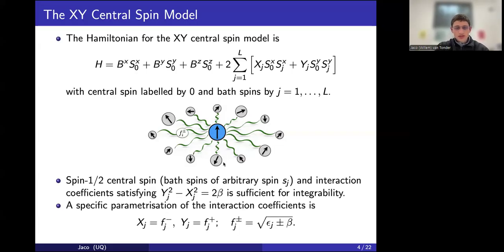We will use this particular parameterization for the interaction coefficients. So in terms of these epsilon parameters, the x will just be root of epsilon minus beta, and the y will be root of epsilon plus beta.